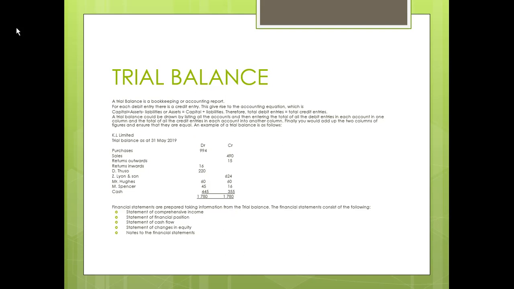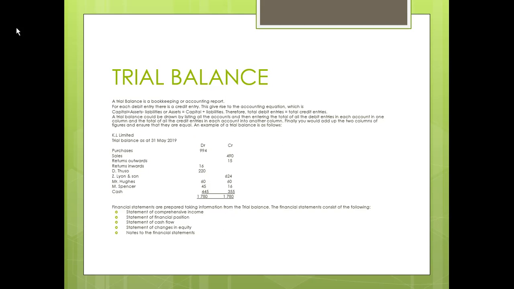A trial balance could be drawn by listing all the accounts and then entering the total of all the debit entries and all the credit entries, and these totals must be equal. That is, the debit entries must be equal to the credit entries. I have an example of a trial balance.